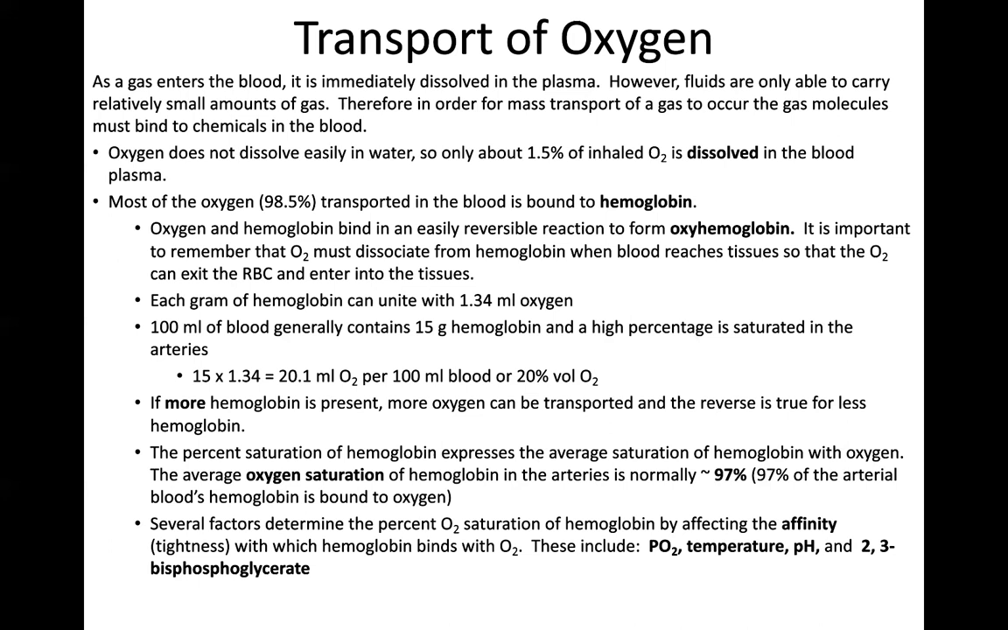The factors that determine this percent O2 saturation include PO2, pressure of oxygen, the temperature of the body, the pH of the body fluids, in other words, blood, and then a chemical called 2,3-bisphosphoglycerate, which is a term that you'll never have to worry about saying or spelling. I usually just call it BPG for short.